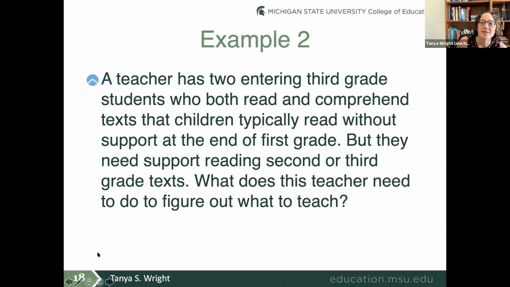Okay. A teacher has two entering third grade students who both read and comprehend texts that children typically read without support at the end of first grade, but they need support reading second or third grade text. What does the teacher need to do to figure out what to teach? So if I'm thinking through coaching a teacher around this child, I think, well, I need a lot more information. Just knowing that two kids find it challenging to read third grade texts doesn't really tell me what I should teach next. It just tells me that was challenging.